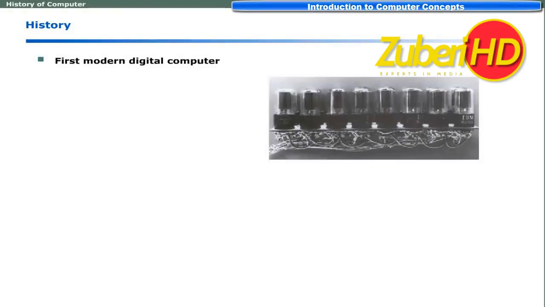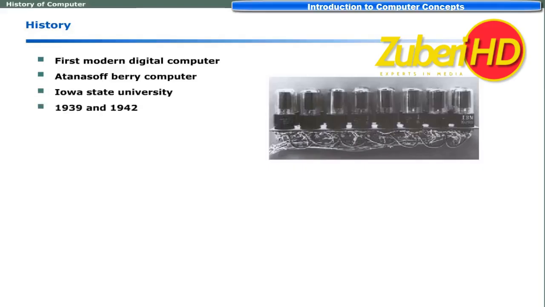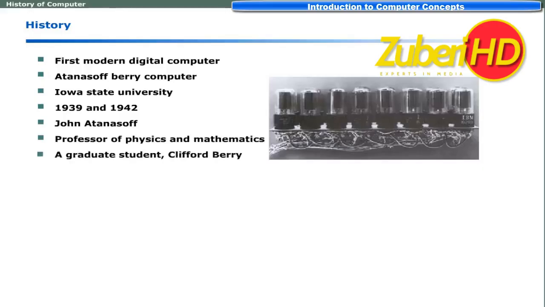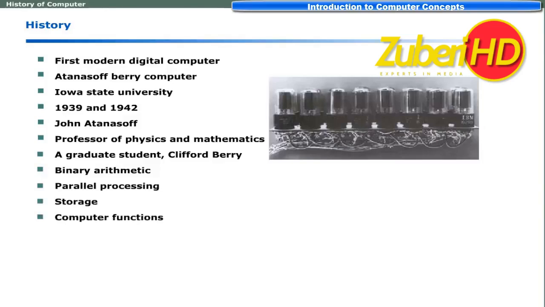The first modern digital computer, the Atanasoff-Berry computer, was built in Iowa State University campus between 1939 and 1942. The development team was led by John Atanasoff, professor of physics and mathematics, and a graduate student, Clifford Berry. This machine included many features like binary arithmetic, parallel processing, storage, and computer functions. It weighed about 750 pounds and could store about 3,000 bits of data.